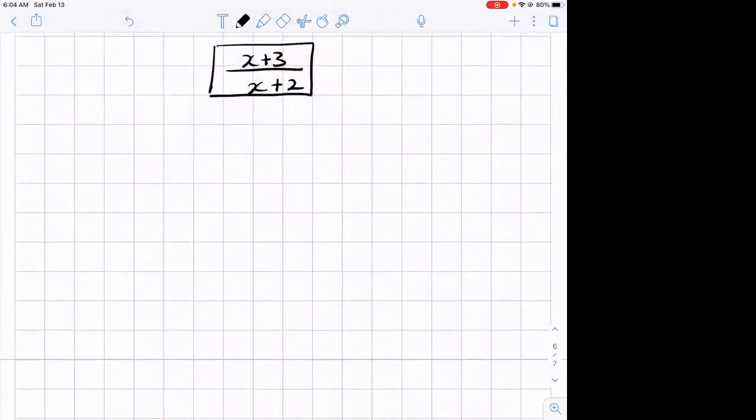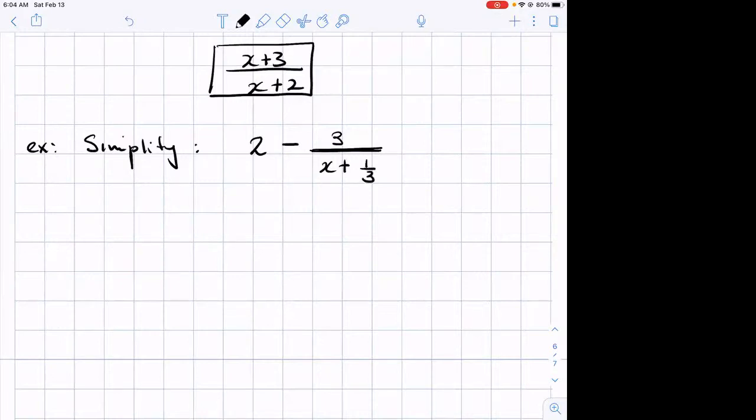So this one here, for example, simplify. This one here, I'll give you two of them to simplify. So we have 2 minus 3 over x plus 1/3. Okay. So notice you have two fractions. We have one fraction minus another fraction. Okay, two fractions you have.